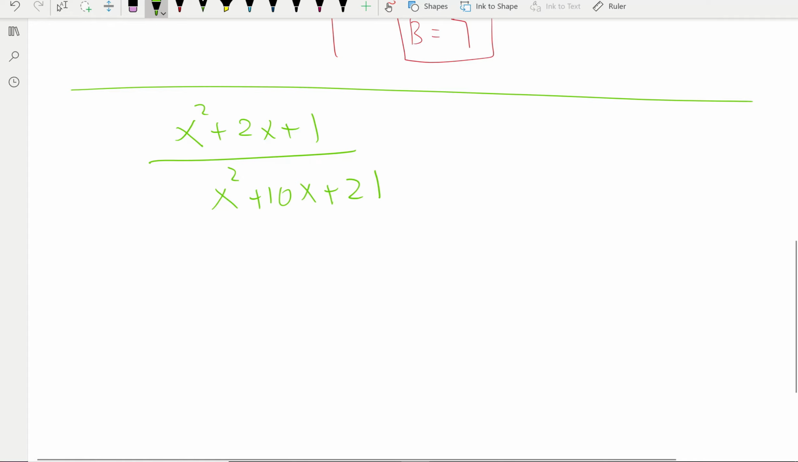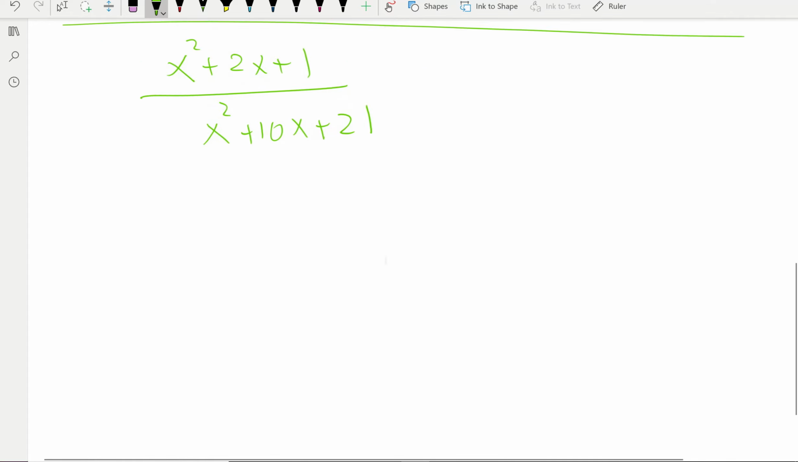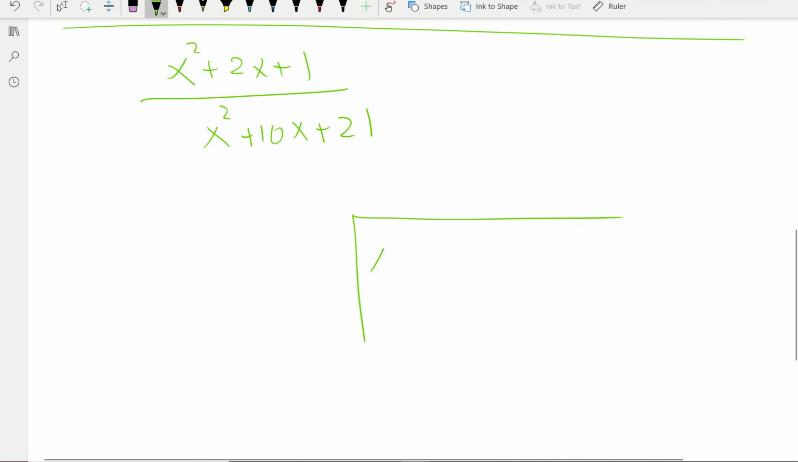So you have to do polynomial long division. So if you use the polynomial long division, what do you anticipate? What kind of polynomial would you get as your quotient? Well, this is second degree, this is second degree. 2 minus 2 is 0. So you should anticipate a constant as your quotient.